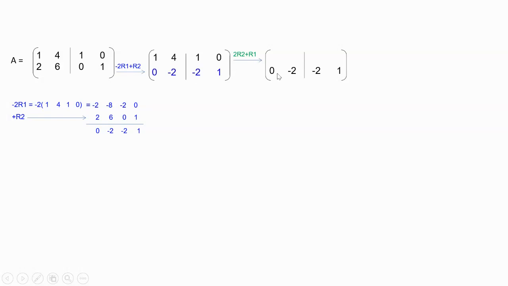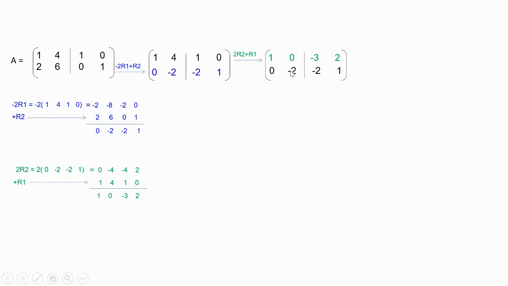So again, since we use row 2, I'm going to keep row 2 the same. And here's my work. So 2 times row 2 will give us 0, negative 4, and 2. And row 1 will give us 1, 4, 1, 0. So after we add them, it should be 1, 0, negative 3, 2. So that is my new row 1.